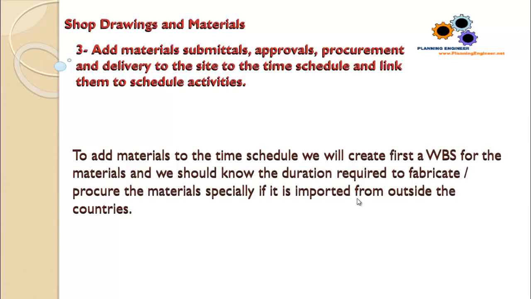Part number 3, add materials, submittals, approval, procurement, and delivery to the site, to the time schedule, and link them to the schedule activity. To add materials to the time schedule, we will first create the WBS, work breakdown structure, as we did in the shop drawings. And for the materials, it is different from the shop drawing because we should know the duration required to fabricate or procure the materials, especially if it is imported from outside the country.